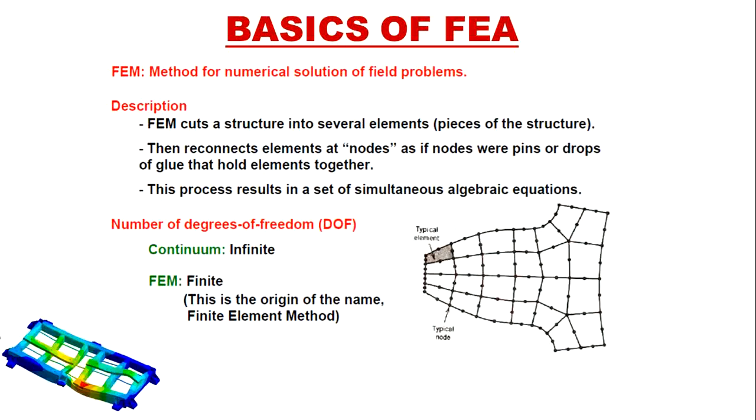FEA is a numerical method for solving problems of engineering and mathematical physics. In this method, a body or a structure in which the analysis is to be carried out is divided into small elements of finite dimensions called finite elements. Then the body is considered as an assemblage of these elements connected at a finite number of joints called nodes or nodal points.